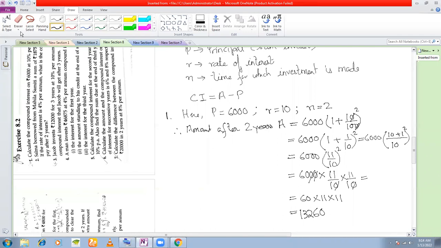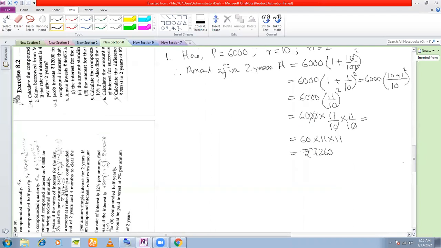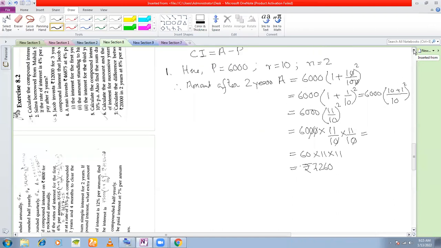Oh, wait, just give me a minute. Okay, so we are getting 60 into 11 into 11 is 7,260. But this is the amount that we have. We will get after investing 6,000 for 2 years.